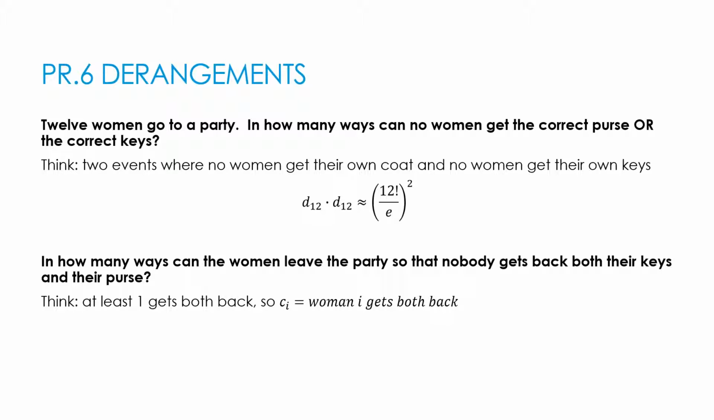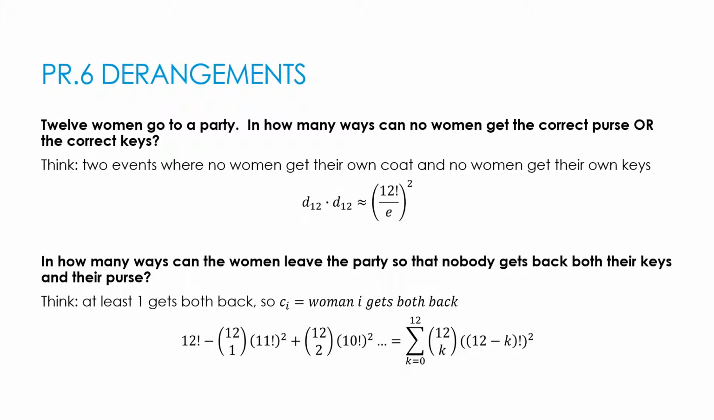For the second question, in how many ways can the women leave the party so nobody gets back both their keys and their purse? So now I'm saying I'm leaving the party, I've got somebody else's purse, I've got somebody else's keys, and everybody else at the party, same thing. So I don't leave with any of my own possessions. Now this one's a little bit different because we're instead going to think about the fact that condition 1 is that woman 1 gets both her purse and her keys. And so this is not a derangement, this is just the principle of inclusion exclusion.